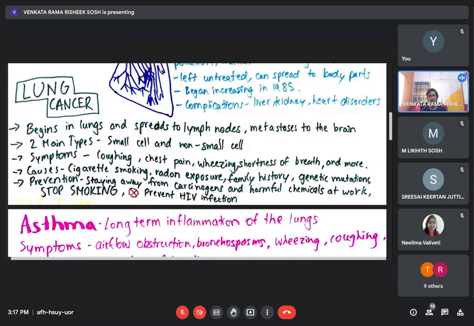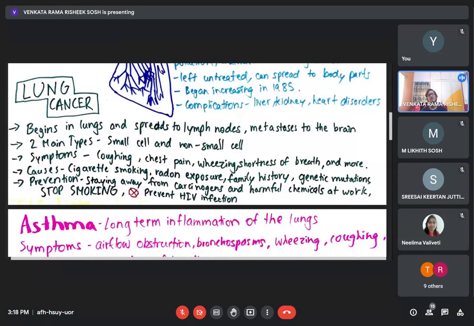There are two main types: small cell lung cancer and non-small cell lung cancer. The symptoms of lung cancer are coughing, chest pain, wheezing, shortness of breath, and more. The major causes are radioactive exposure to gases such as radon, a family history of lung cancer, which can be spread hereditarily through genes, and then genetic mutations and cigarette smoking.